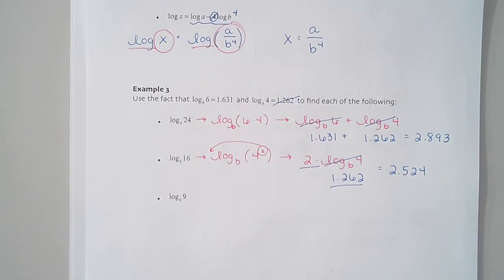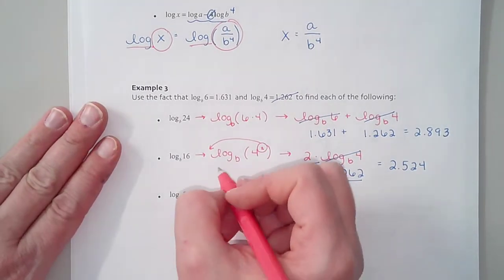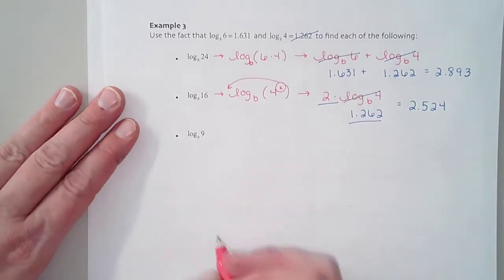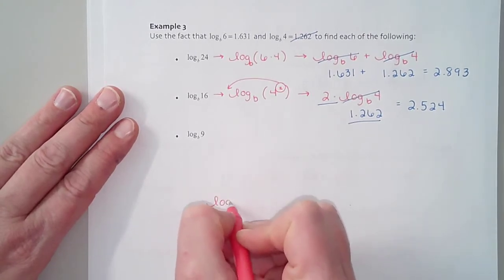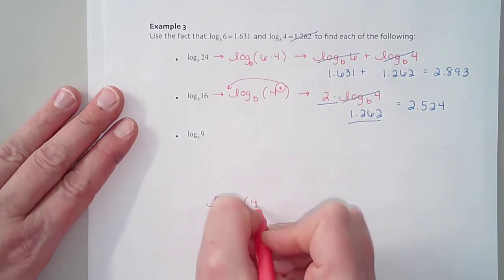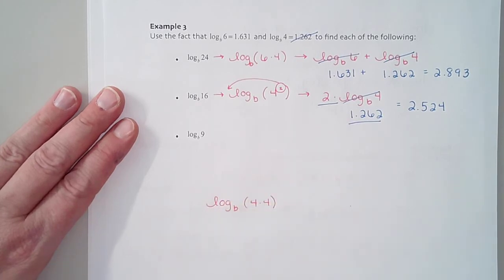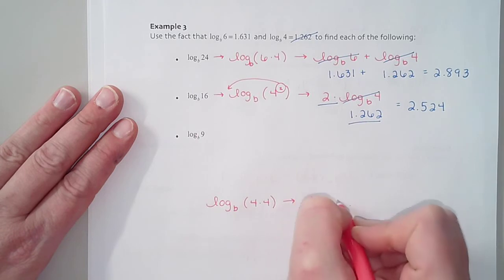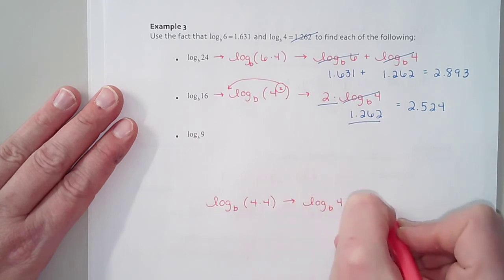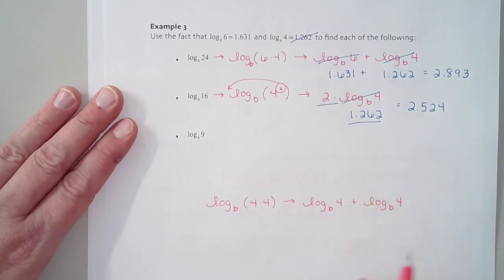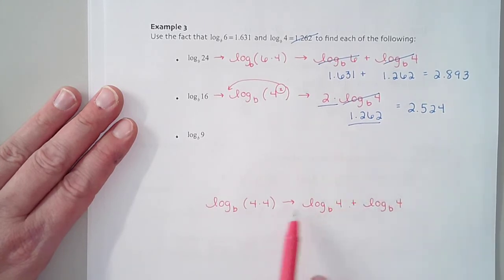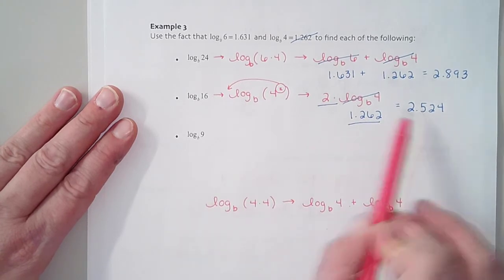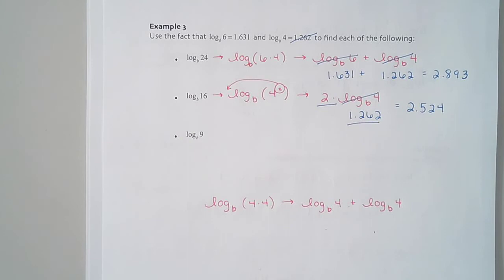The other way you could have thought about this one, by the way, is you could have thought of it as log base b of 4 times 4, instead of calling it 4 squared, which means you would do log base b of 4 plus log base b of 4. And then really you would just be taking this decimal and adding it together twice. You'd do 1.262 plus 1.262, going to be the same thing as multiplying by 2. So same idea, it just depends on how you want to think about it.